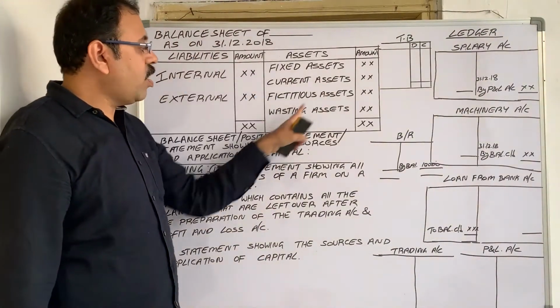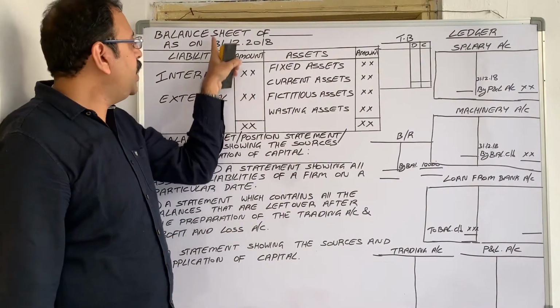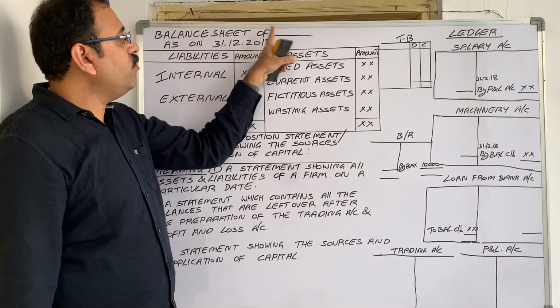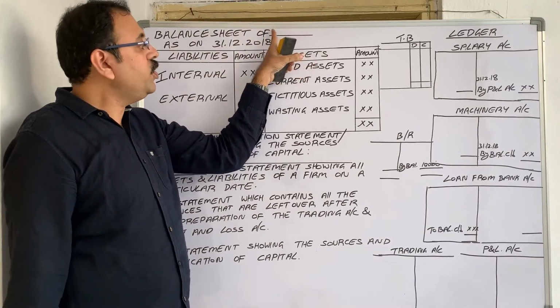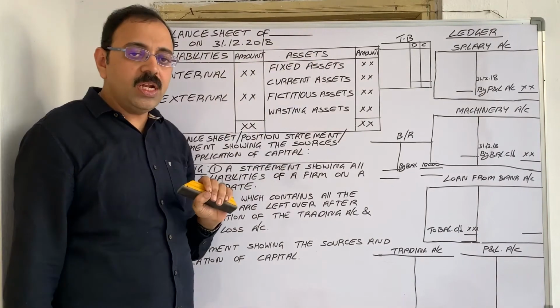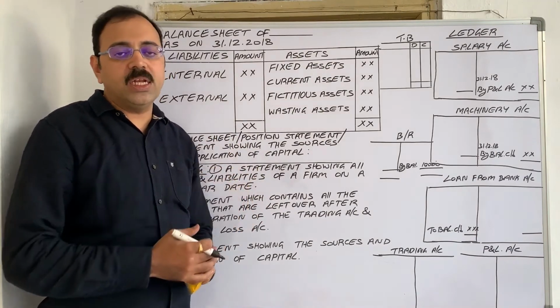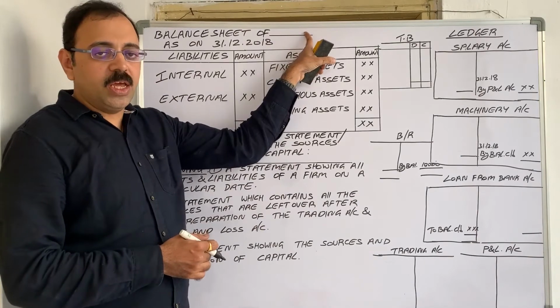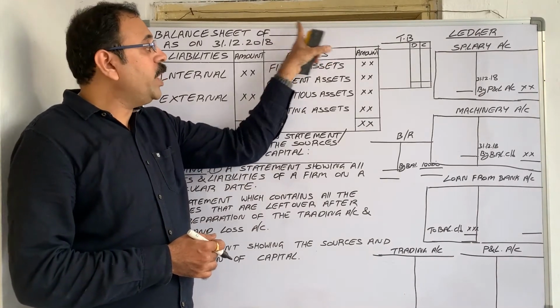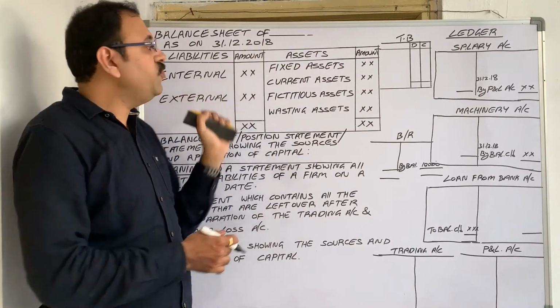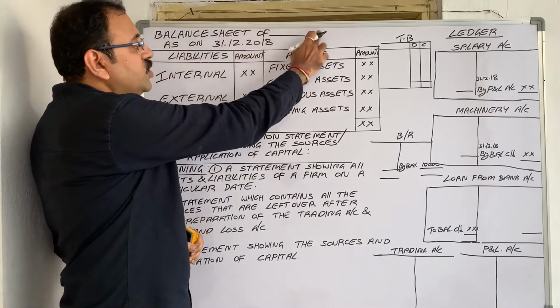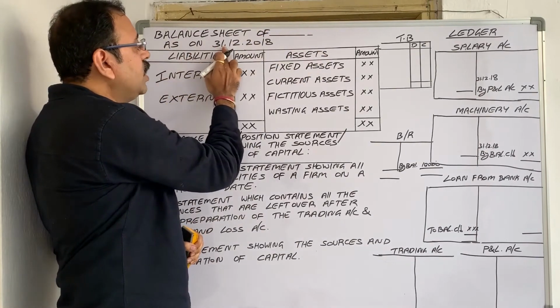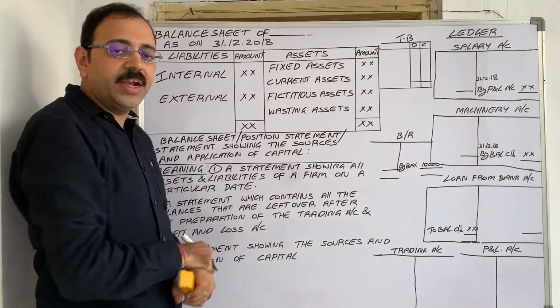This is the format of the balance sheet. See the heading? Balance sheet of dash. What we have to write here? In the question, he gives the sole proprietor's name or his shop name. That name we have to mention here. For example, the proprietor name is Sachin. Then we have to write balance sheet of Sachin as on 31st December 2018.